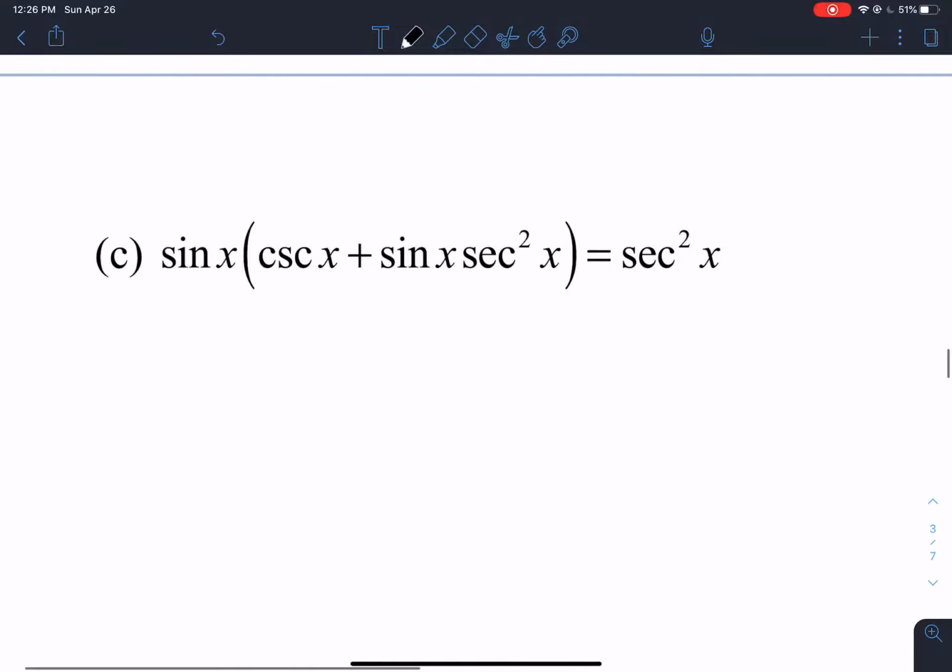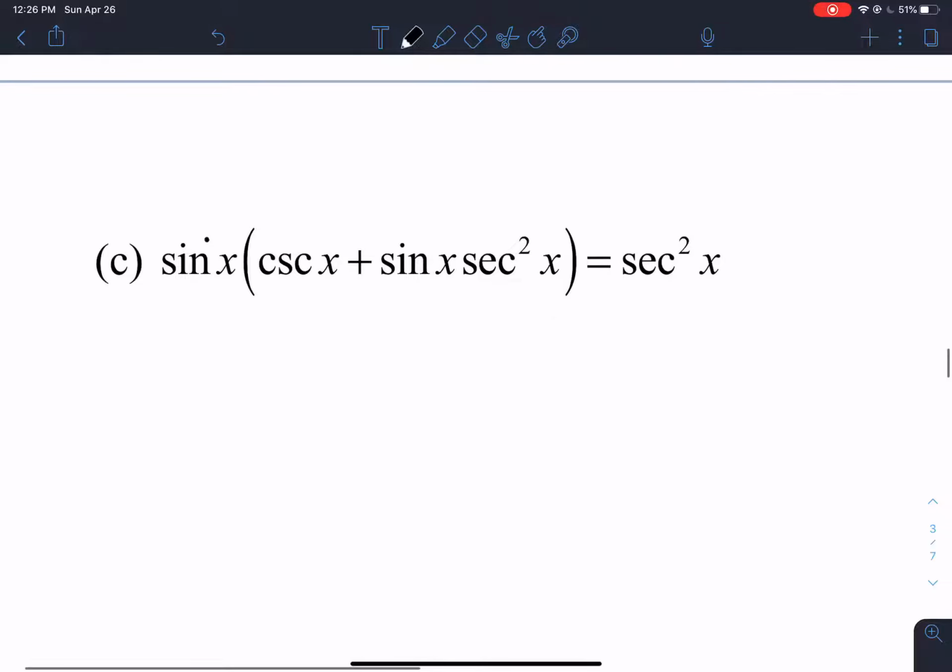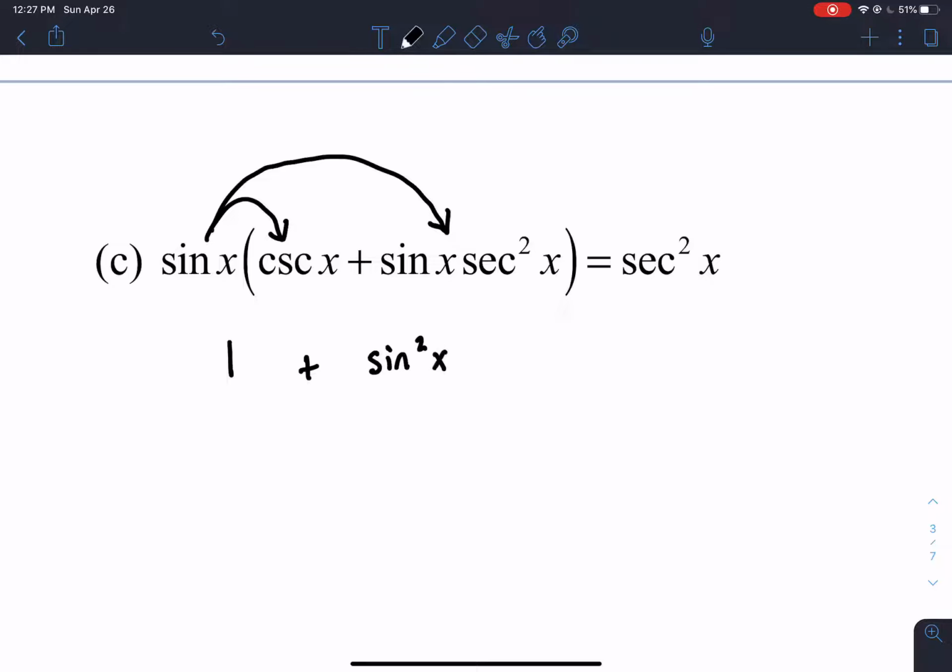Okay, so letter C is the same thing again. You're going to want to multiply out. If I do sine times cosecant, I already know that they are reciprocals of each other, so I know that's 1. And then if I do sine times the second term, we know that is sine squared secant squared. Okay, so, I can't really do anything with the 1.